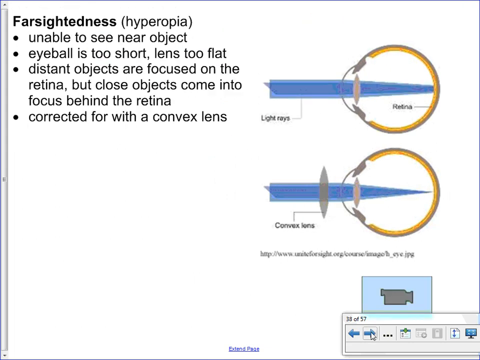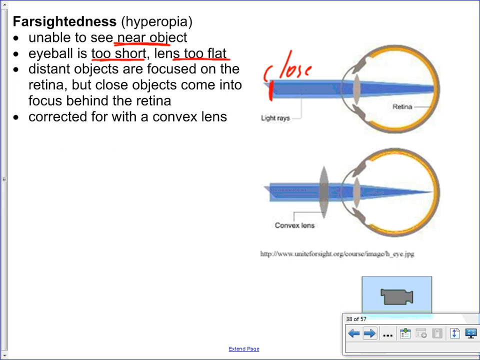For farsightedness, really exactly the opposite. In this case here, individuals are able to see objects that are far away but have difficulty with objects that are close to them. In terms of the eyeball shape, too short rather than too long, and the lens too flat. It doesn't bend the light enough. So distant objects, they are in focus on the retina, but objects that are viewed up close, so in the picture here, this would be representing an object that is too close.